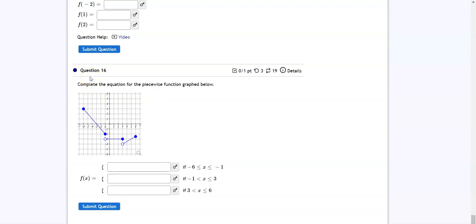But question 16 is a little more difficult because we have to go backwards from the graph of our piecewise function to the function that it came from. They've already given us the restrictions over here on the right-hand side. We just need to figure out what the formula is on the left. So let's notice between negative 6 and negative 1, here's negative 6 and negative 1 right here. That's this piece. We're going to find the formula for this piece and put it right here.